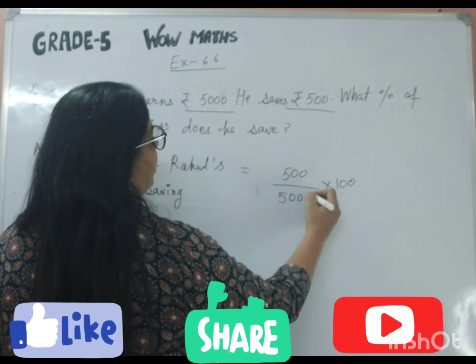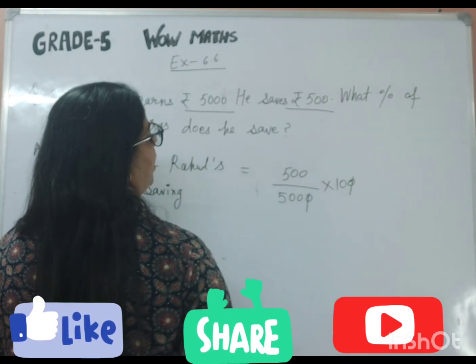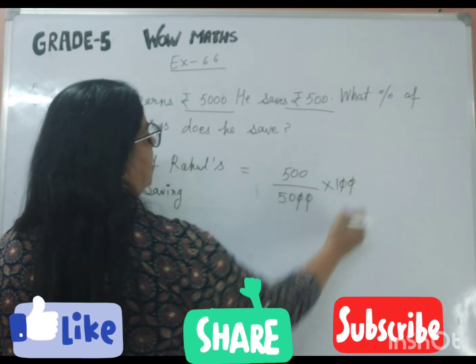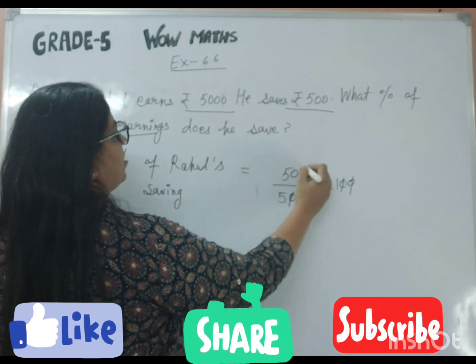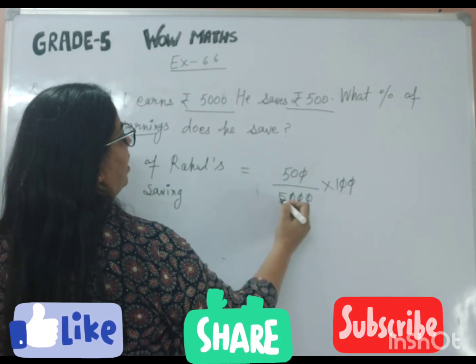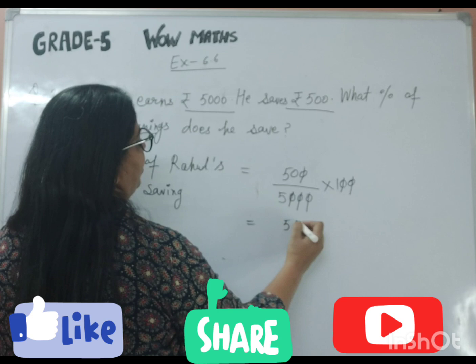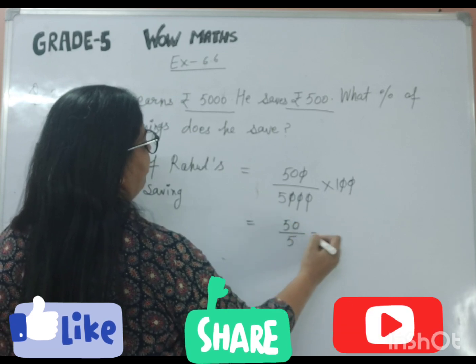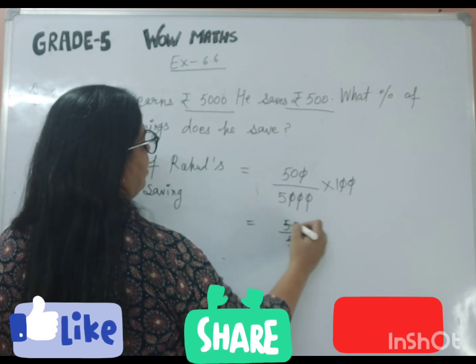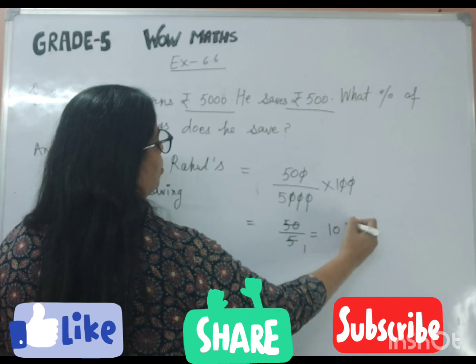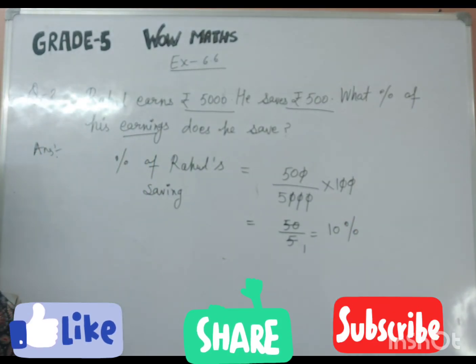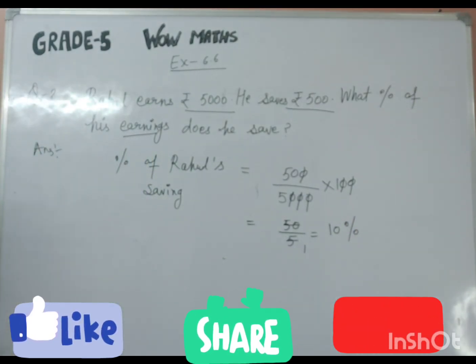So let's do the cancellation. This 0 with this 0, cutting is done, this 0 with that 0 is cut, and this 0 with that 0, cutting is done. Now you are left with 50 by 5. So 5 10s are 50. So Rahul is saving 10% of his total earning every month.